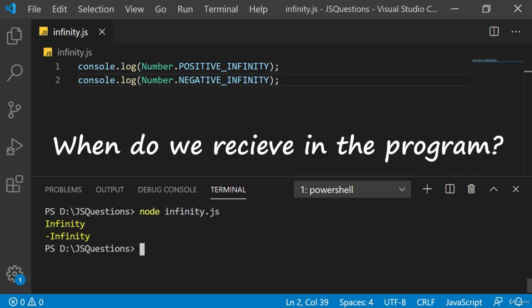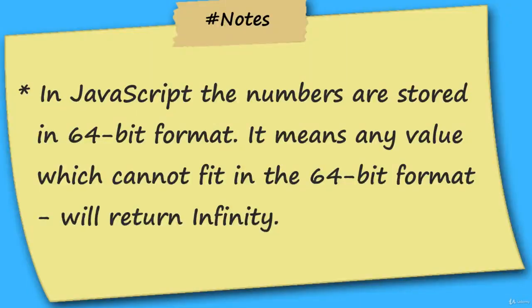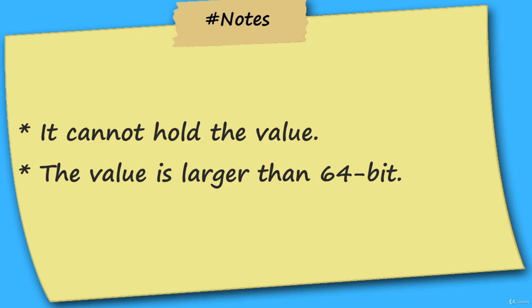We generated these with the help of constants. But when do we receive them in a program? In JavaScript, numbers are stored in 64-bit format. It means any value which cannot fit in the 64-bit format will return infinity. That means it cannot hold the value. The value is larger than 64-bit. At that time, you get infinity.